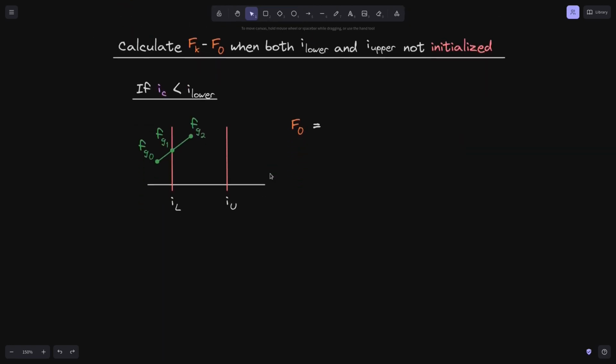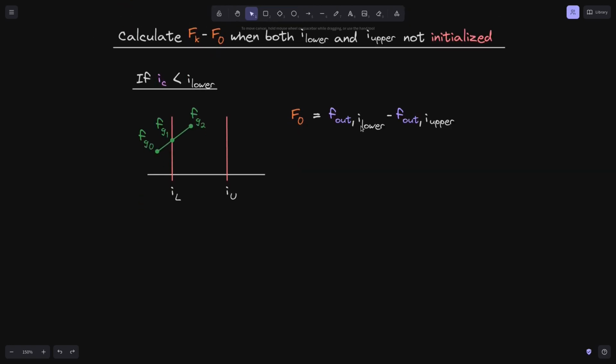So going back down, f0 is equal to f out of I lower minus f out of I upper. And what are these equal to? Well, since f out of I lower is initialized to be 0, and f out of I upper is also initialized to be 0, this will be equal to 0 minus 0. In other words, f0 is equal to 0.